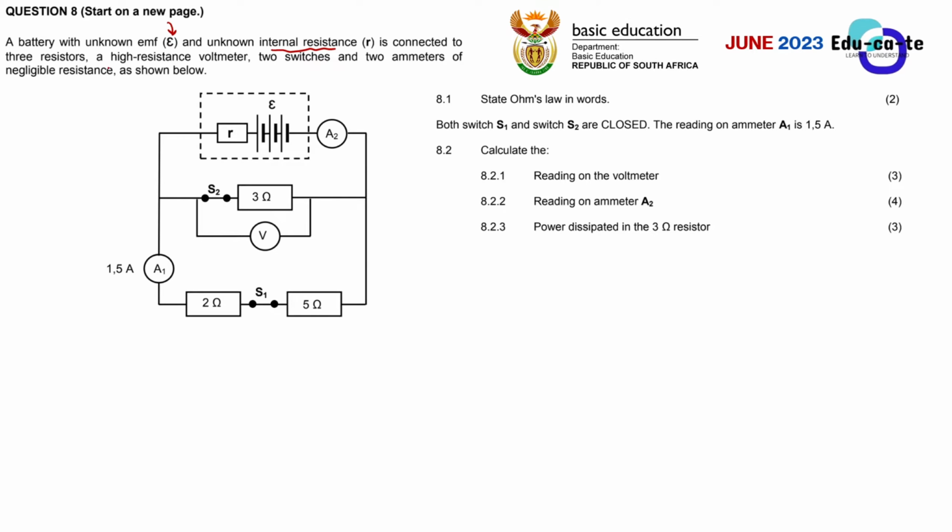And this is connected to 3 resistors, a high resistance voltmeter, 2 switches, and 2 ammeters of negligible resistance, as shown below. We have not been given any other information within this first statement, just describing the electric circuit, that this has got internal resistance. Please make sure that you've watched my video introducing circuits that have internal resistance so that you understand how we deal with such circuits.